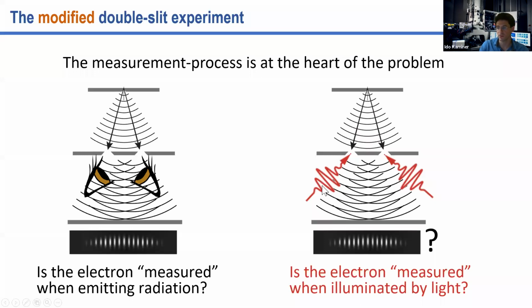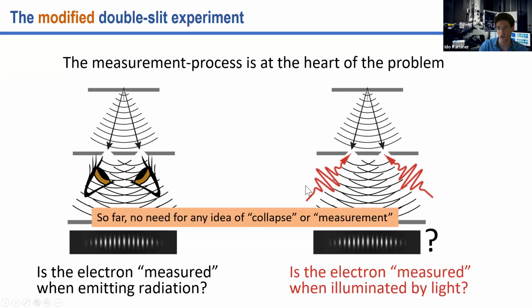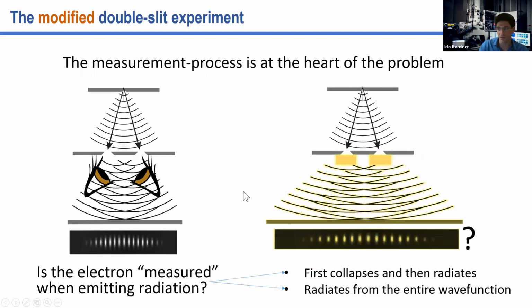We said that when the electron interacts with coherent light, with coherent state light, it's not really measured. We actually can treat it as a wave function without changing much of it. So there is no real need for the idea of collapse or measurement for anything we did so far. But that's actually changing quite quickly when looking into scenarios of the following way.